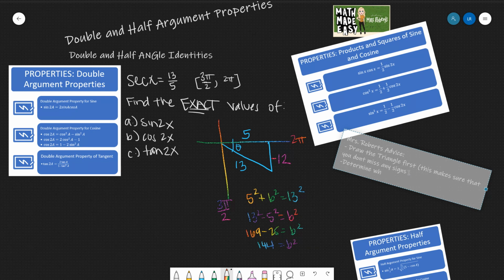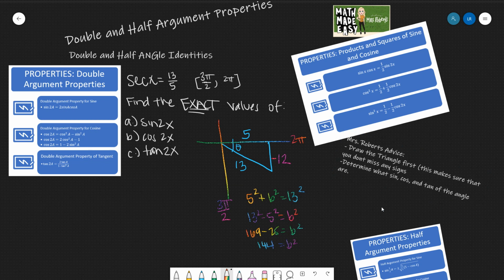determine what sine, cosine, and tangent of the angle are. So we want to find sine, cosine, and tangent of this angle. And you can do that using this triangle. Here's the angle. Here's opposite. This is adjacent. And this is hypotenuse.